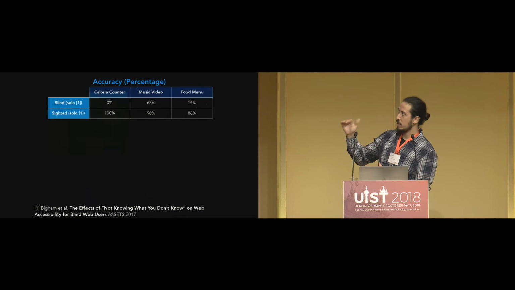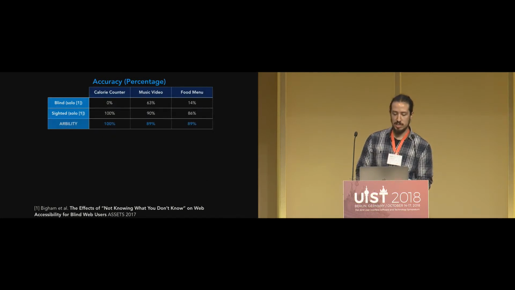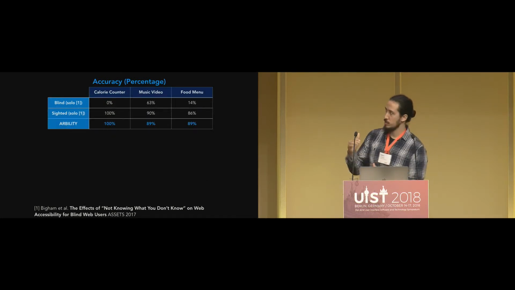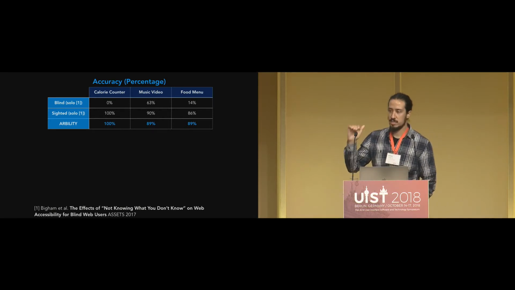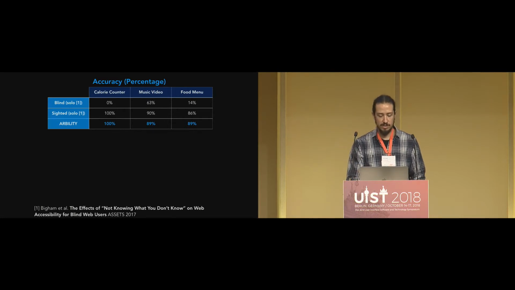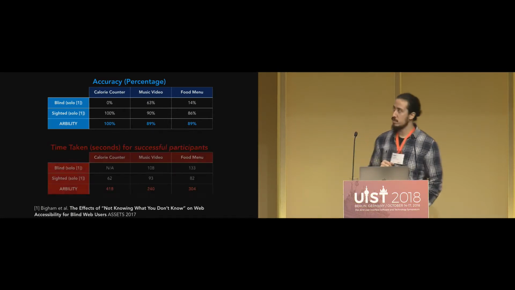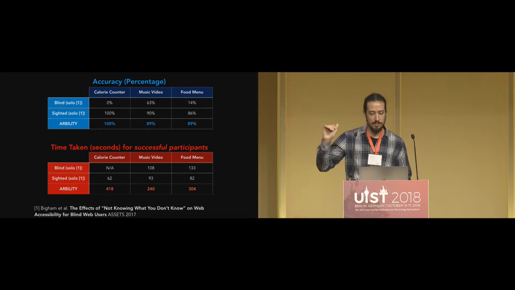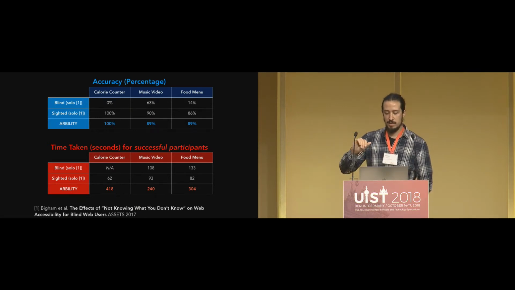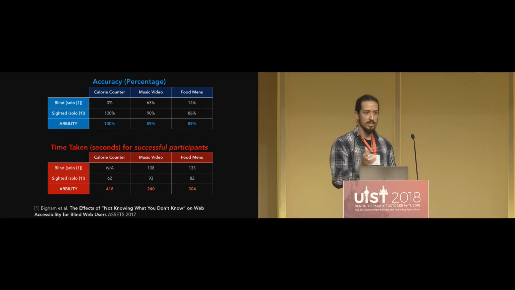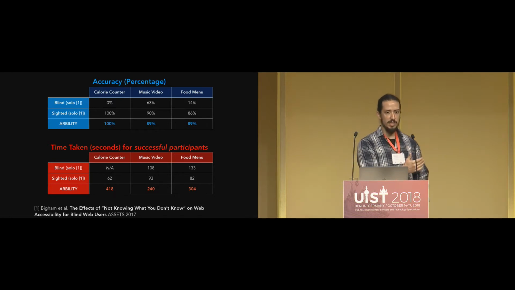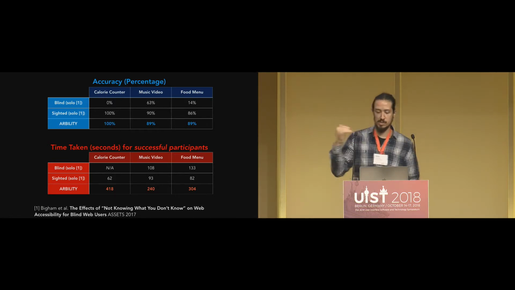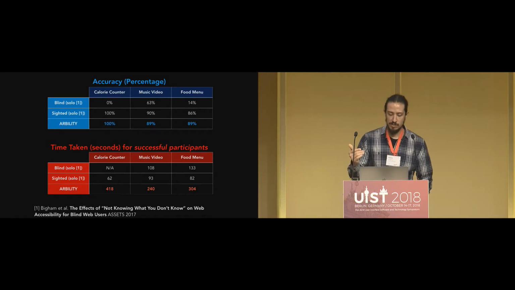So comparing Arbility here, we see that Arbility allows blind users to complete these tasks at about the same completion rate as sighted users. But there is a downside: this takes significantly longer. But that's actually a reasonable trade-off in many cases, right? It's a little bit slower, but you don't have this accessibility gap that would have prevented you from getting to the information or accessing the functionality previously.